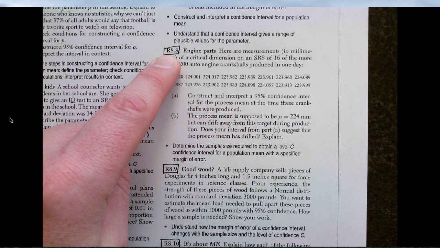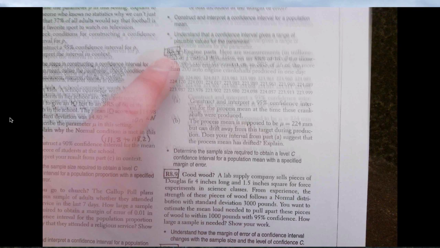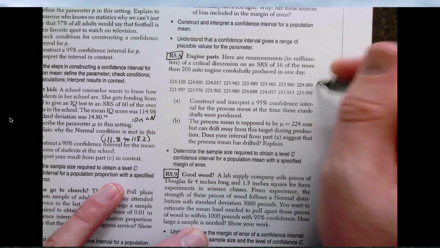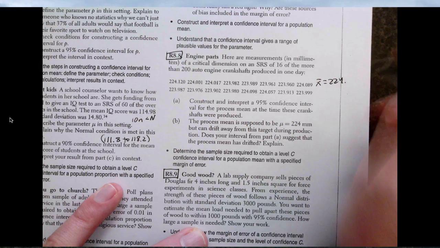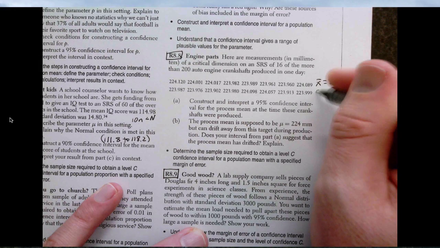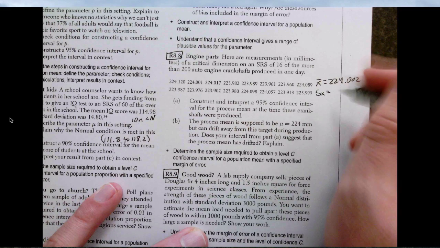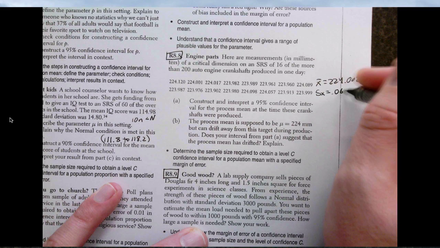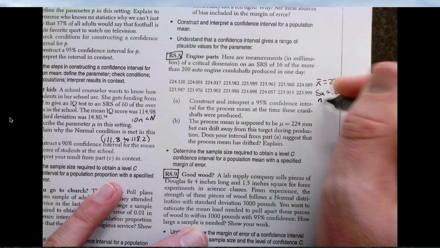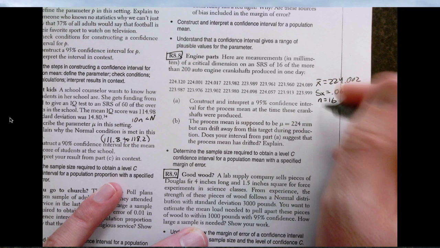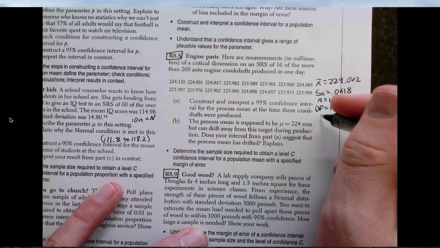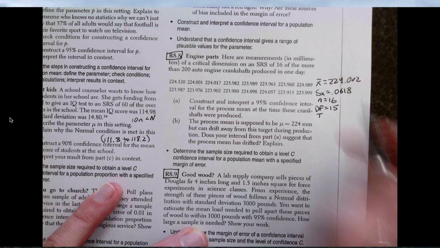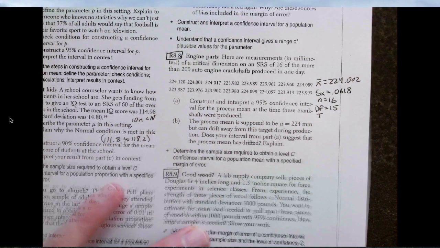And the mean in this case was 224.002. Okay, so x bar was 224.002. Okay, and s of x in this case was 0.0618. Our sample size was 16, which means that our degrees of freedom is 15. We would need our t-value in order to do this, because we're going to add and subtract off of this to get our confidence interval.